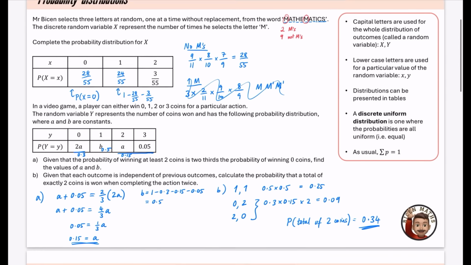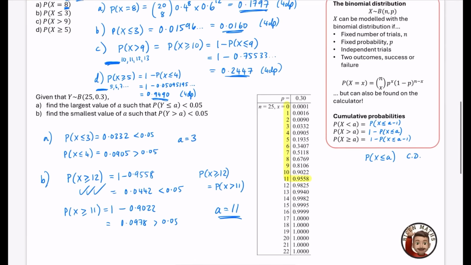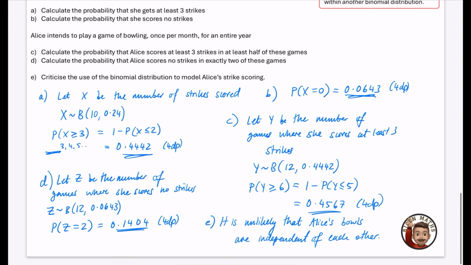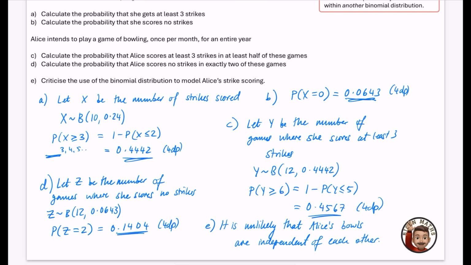So this is going to continue. It won't be any of this kind of probability distribution stuff, but the binomial stuff will definitely be continuing in the next video where we have a look at binomial hypothesis testing. So I hope to see you in that video.